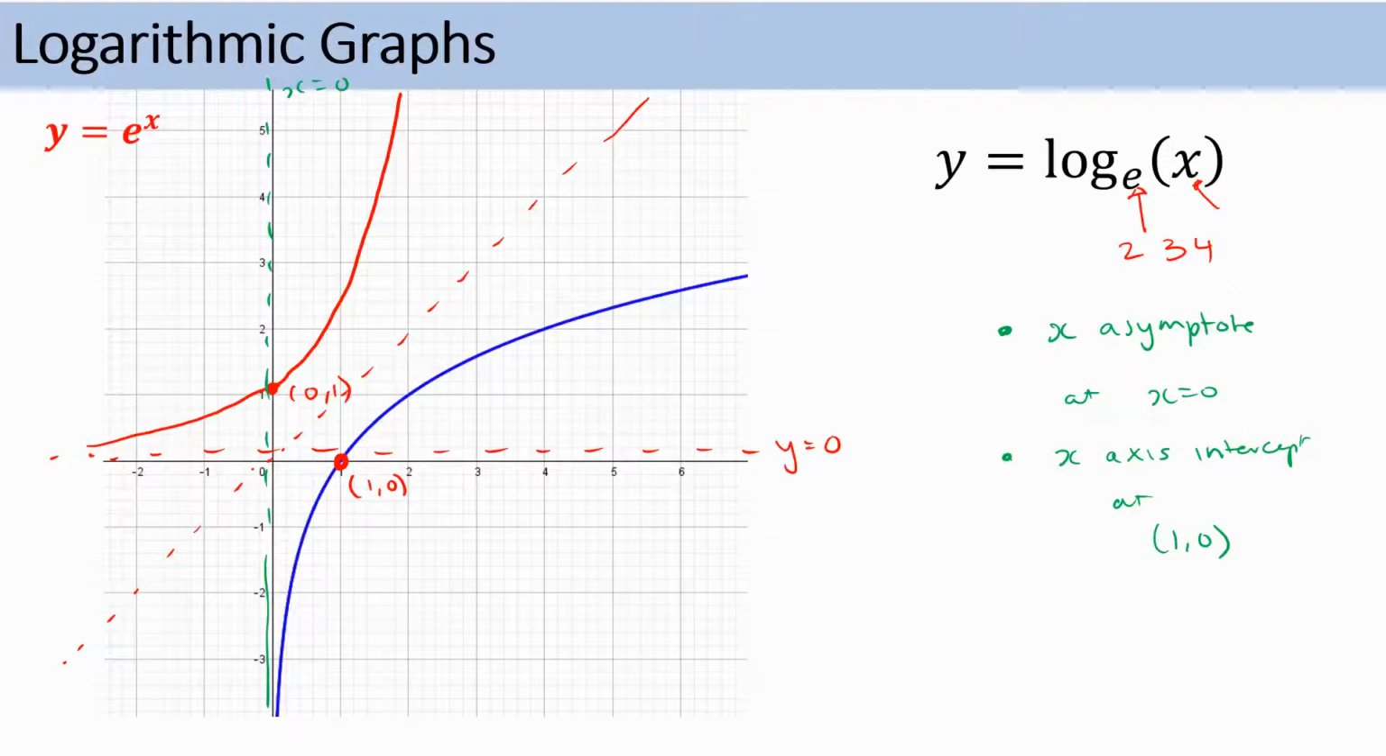Now what I want you to see is, when you do log e of x, you can see that after 1, log e of anything after 1, so that's where x equals 1, if you choose x equals 2, x equals 3, the y values are getting larger, right? But if you choose any numbers between 0 and 1, so like a half or a third, the y values are negative.